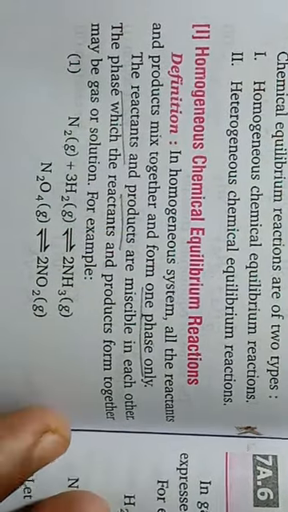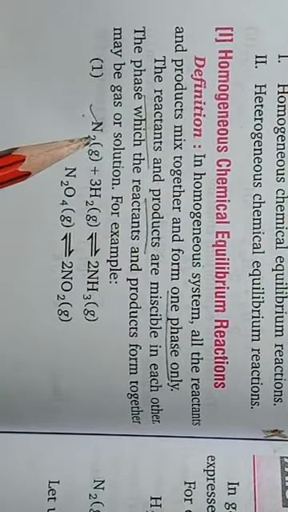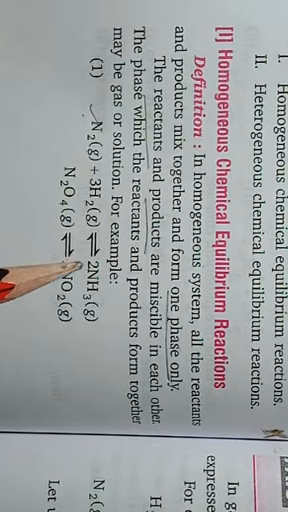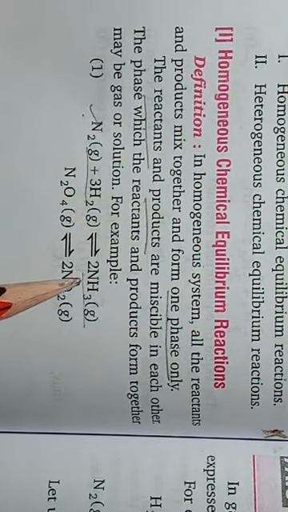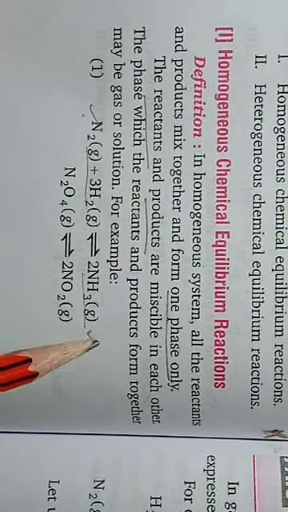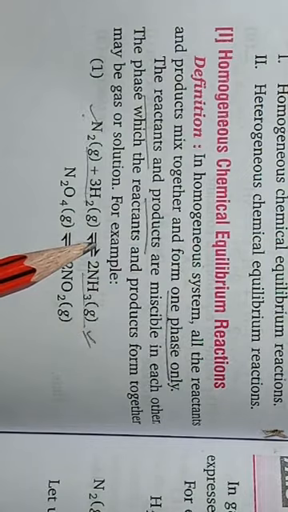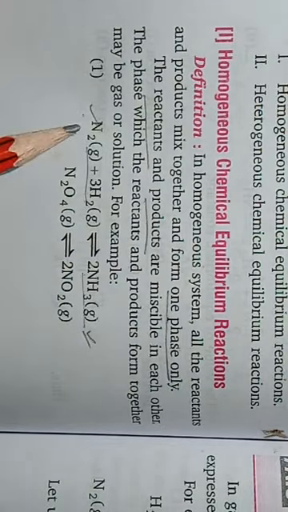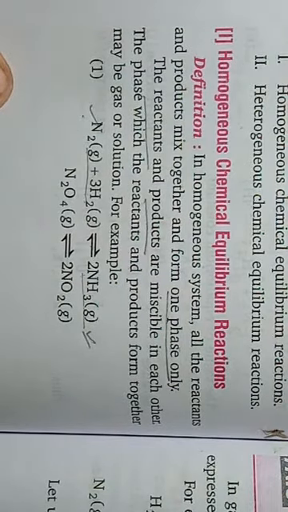Okay students, for example, nitrogen plus hydrogen forming ammonia. All the reactants and products in this reaction are in one state, that is the gaseous state. So it is a homogeneous reaction, and at the condition of equilibrium, this reaction will be known as a homogeneous chemical equilibrium reaction. A second example is also given here.